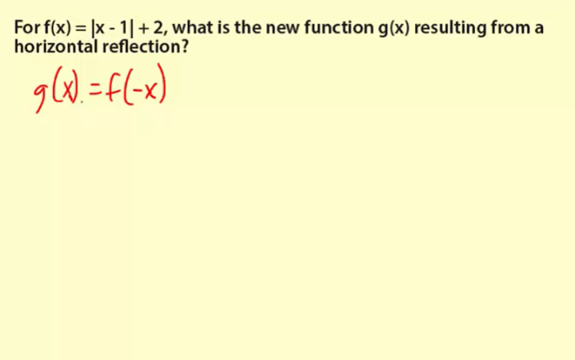So in terms of this absolute value function, g of x equals absolute value of negative x minus 1, then plus 2. You're just changing the sign of the inputs. That's how you do a horizontal reflection. So let's graph and verify.